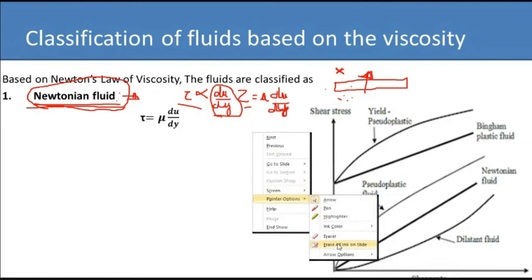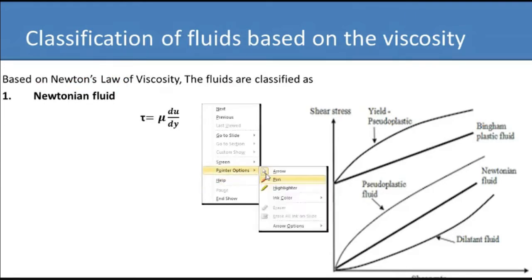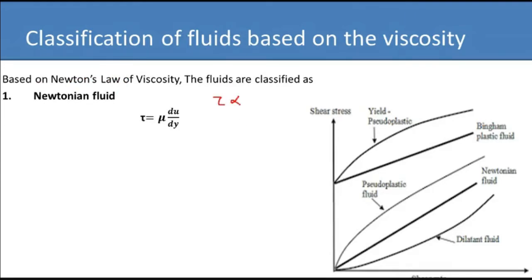Okay, as per Newton's law of viscosity, and as the definition suggests, shear stress is directly proportional to the velocity gradient du by dy. So if you plot a graph of shear stress tau along the y-axis and rate of shear strain or velocity gradient du by dy along the x-axis, it is a direct proportional relation, so it will be a straight line making an angle of 45 degrees with both the x and y axes. The slope of this line, m, equals 1.